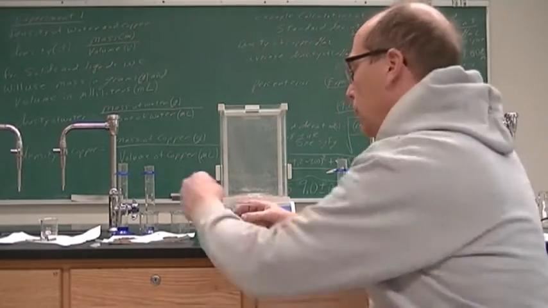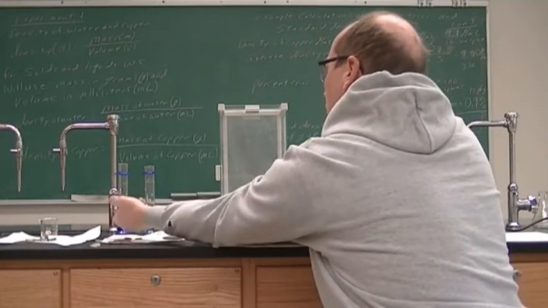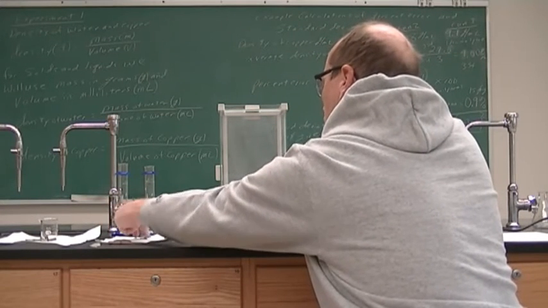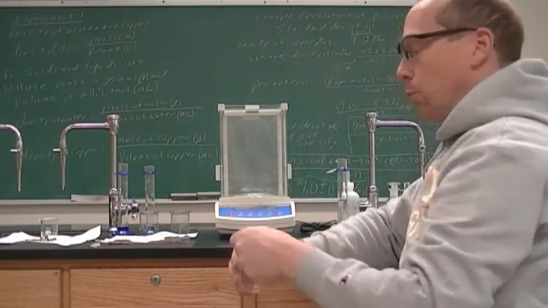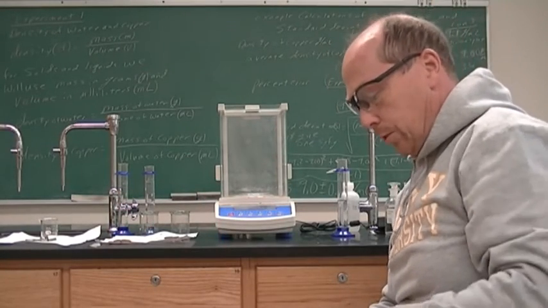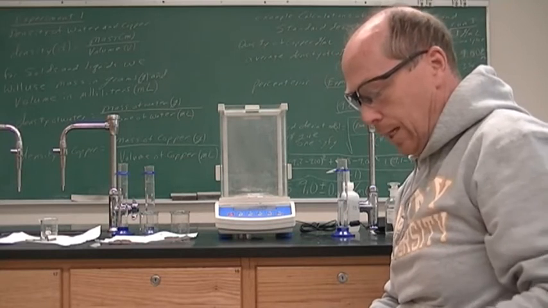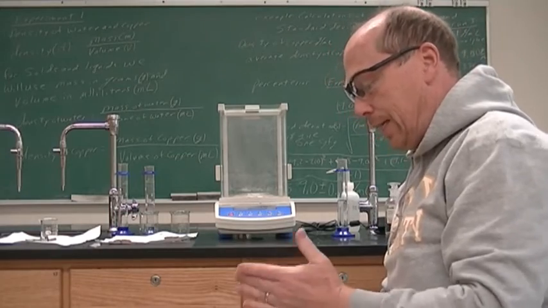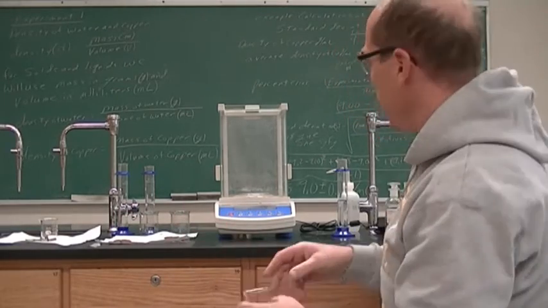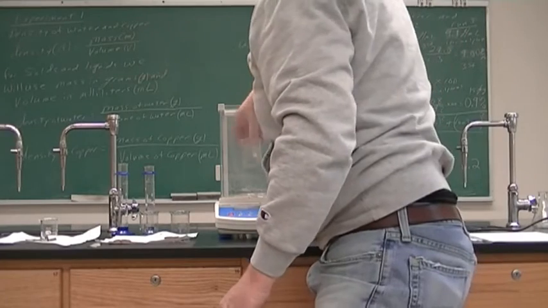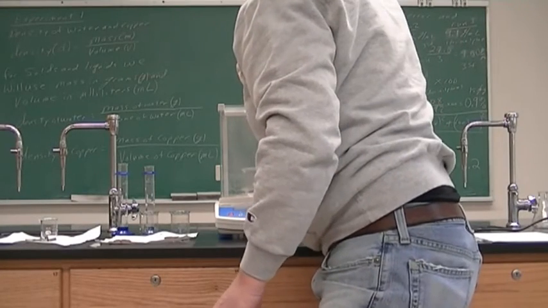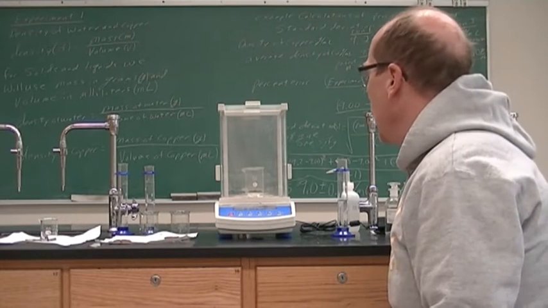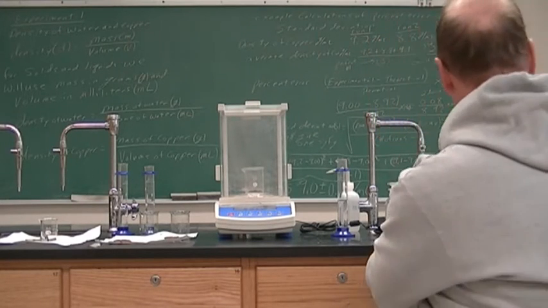So the first time that I'm going to do it, I'm going to add 10 pennies. All right, and so I'm going to count them. 1, 2, 3, 4, 5, 6, 7, 8, 9, 10, exactly 10 pennies. All right, and so I'm going to put them on the balance. That was reading 0.000. And we have our new reading, 81.5646.